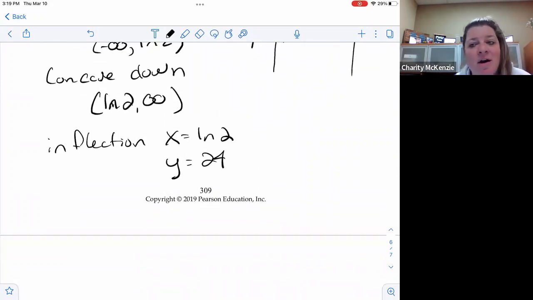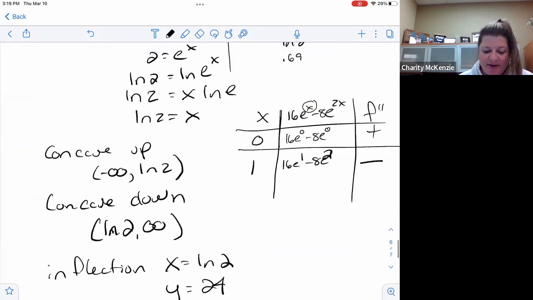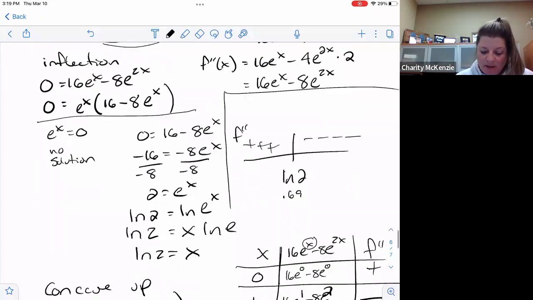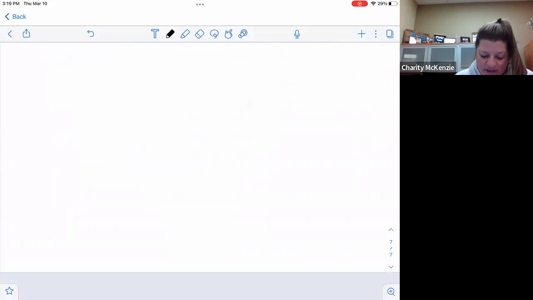This one's definitely a little harder with the logs. And you have to be able to factor out a log, an e, or both, right? So we have to be able to factor out an e to be able to find those inflection points on almost every e problem. Okay, so what I'm going to do is that's the end of this packet.